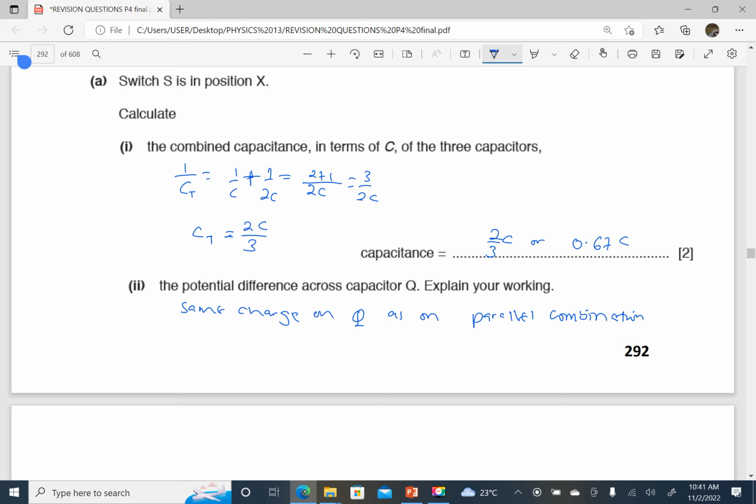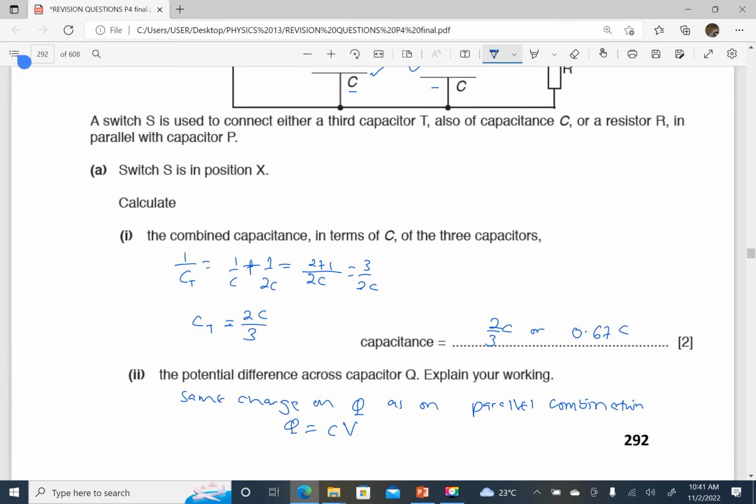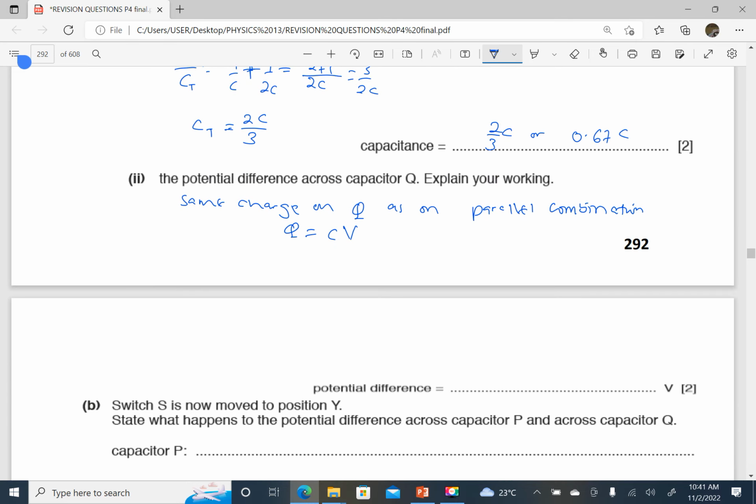But remember Q is C times V. So the charge is the same. We are saying the charge on Q is the same as the charge on the parallel combination, and the charge is C times V. So for Q, the charge will be capacitance C times the potential difference. I will call that V. So the charge on Q will be C times V.